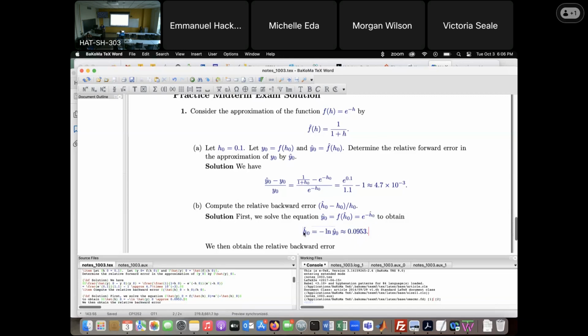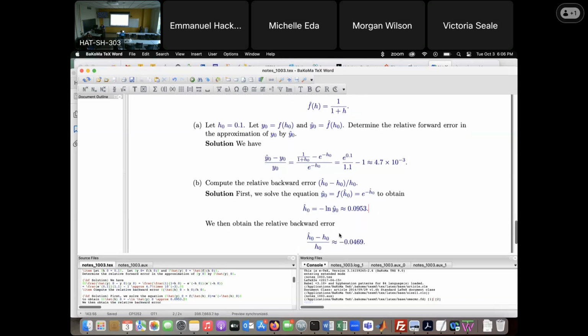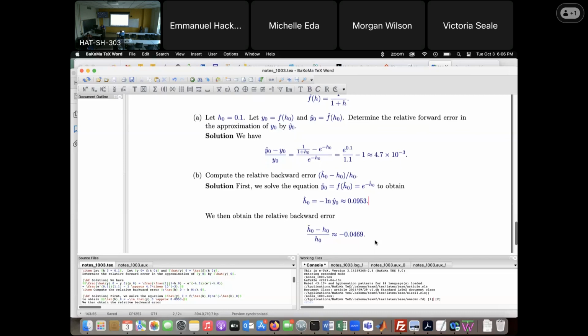So now we have h naught hat. Then you go ahead and use that h naught hat to compute the relative backward error, which is also small, but not terribly small. So any questions about how you get relative forward error, and especially relative backward error?